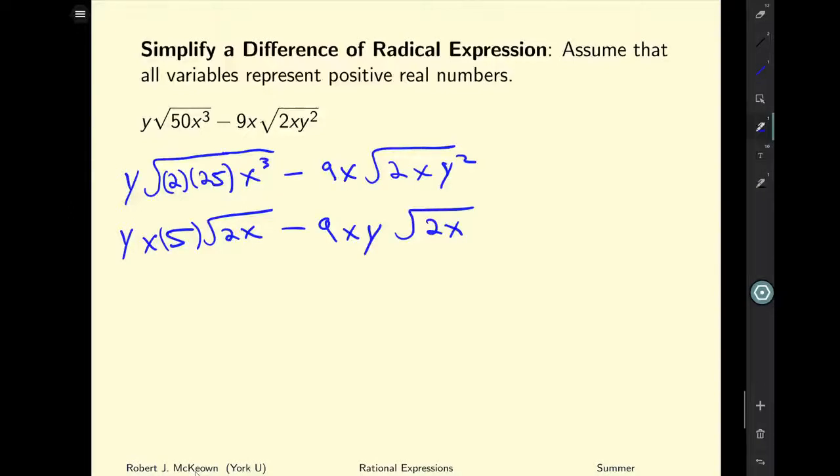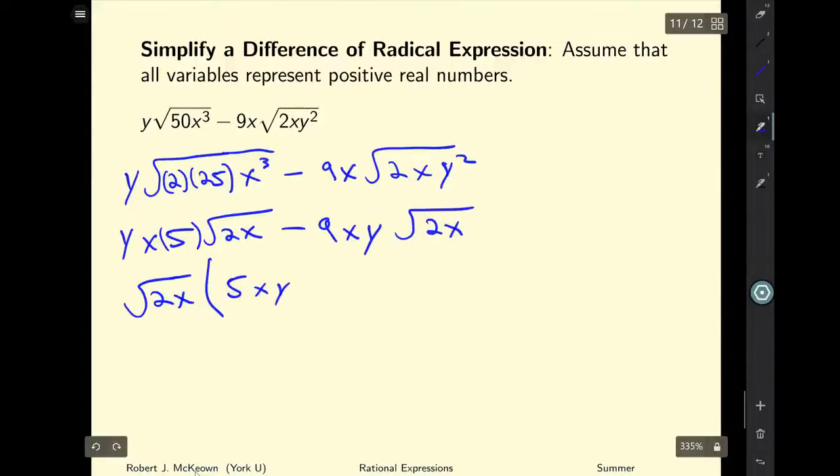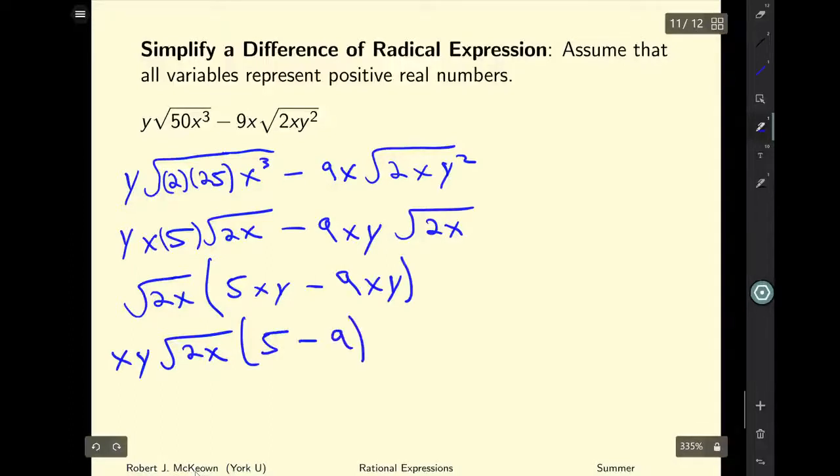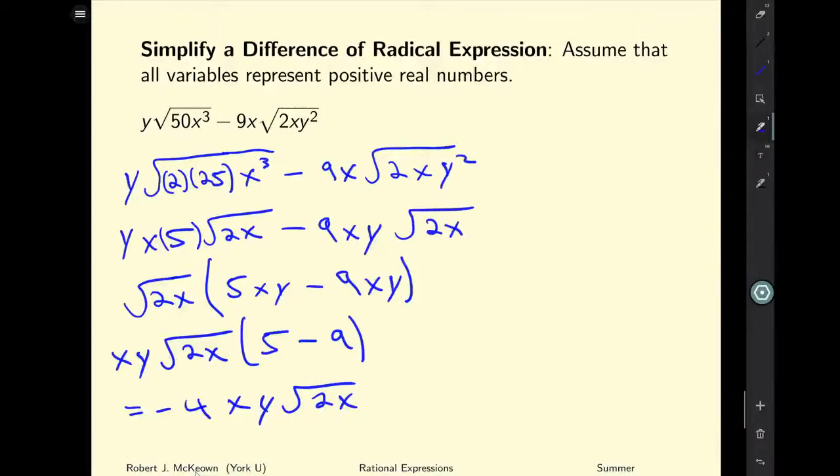So why don't I factor out the square root of 2x, and I'm going to be left with 5xy minus 9xy. And now I can factor out the xy. So we've got xy square root of 2x times 5 minus 9, and that gives us negative 4xy square root of 2x, which looks like it could very well be the answer.